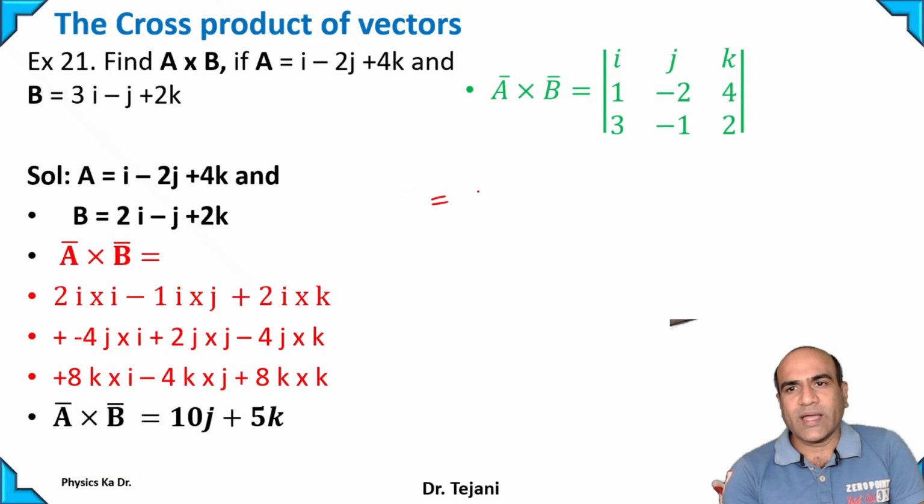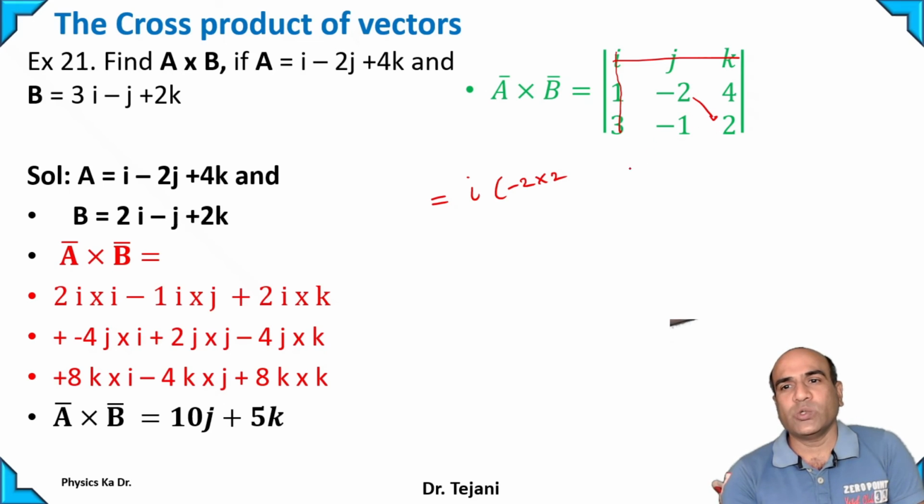To solve this, we start with i. So hide this row and column, and then multiply minus 2 with 4, then minus in bracket minus 1 times 4, so it becomes minus 4.